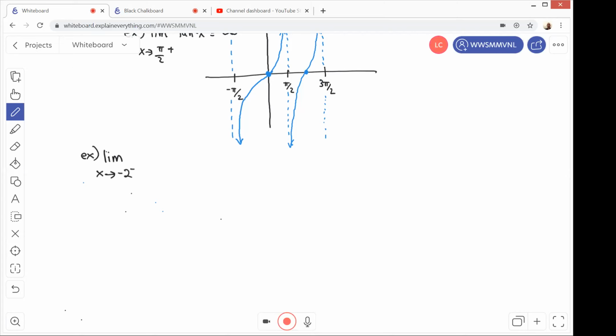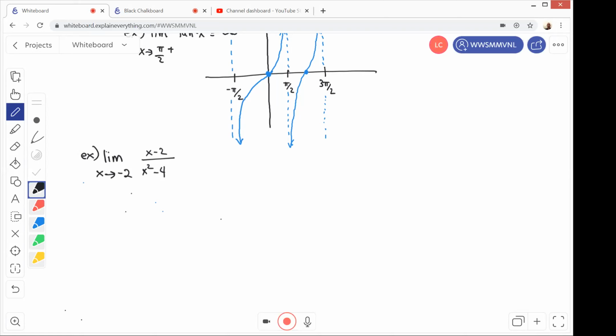x minus 2 over x squared minus 4. In order to do this example, let's take away this minus sign. Okay. So in order to do this example, let's say this was our limit problem, just like that. So x approaches negative 2.